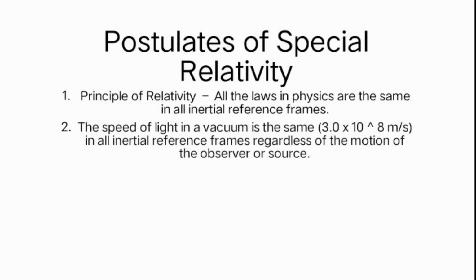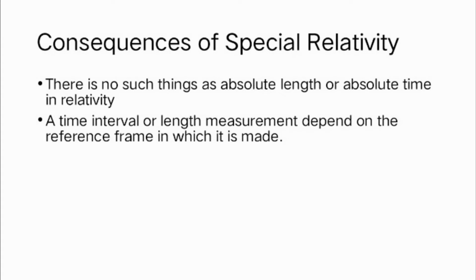Postulates of special relativity. 1. Principle of relativity. All the laws of physics are the same in all inertial reference frames. 2. The speed of light in a vacuum is the same, 3.0 times 10 raised to 8 meters per second, in all inertial reference frames, regardless of the motion of the observer or source. Consequences of special relativity. There is no such thing as absolute length or absolute time in relativity. A time interval or length measurement depends on the reference frame in which it is made.